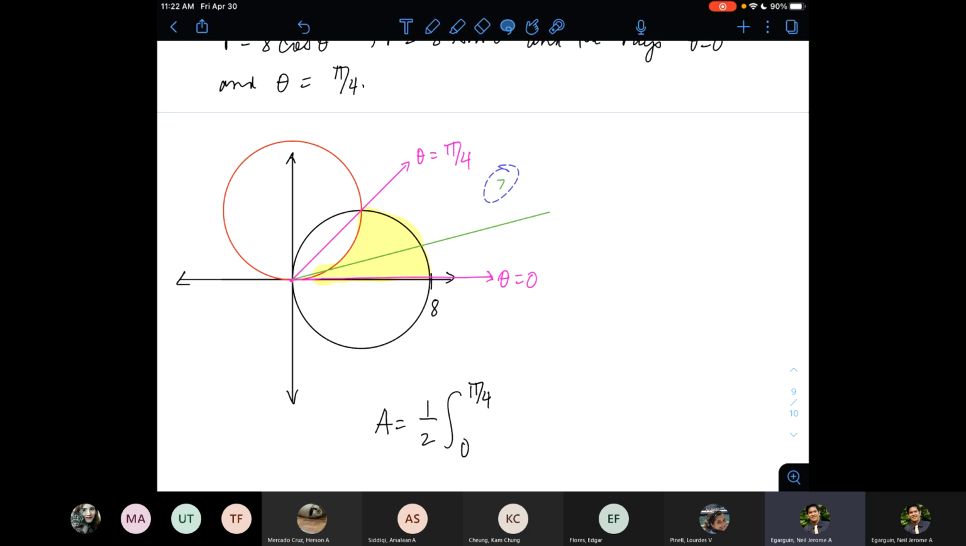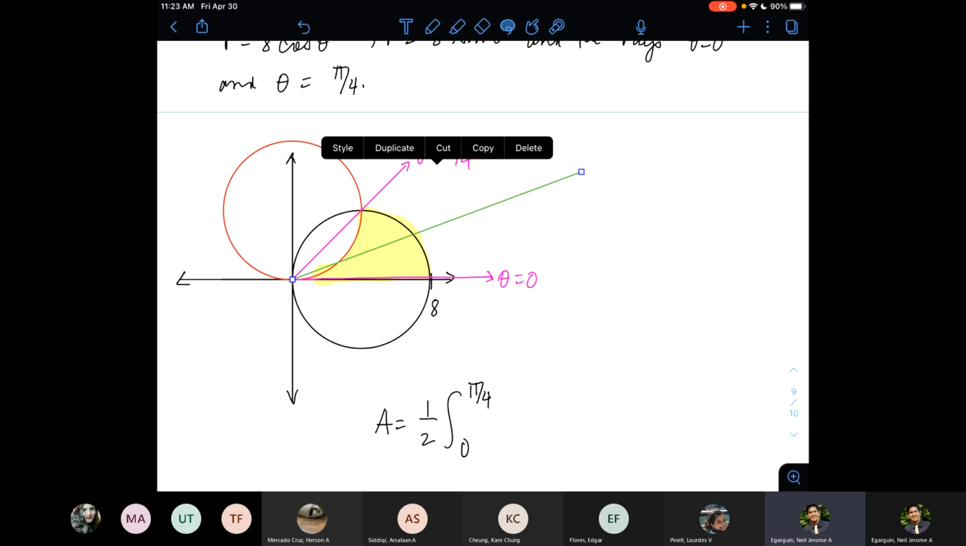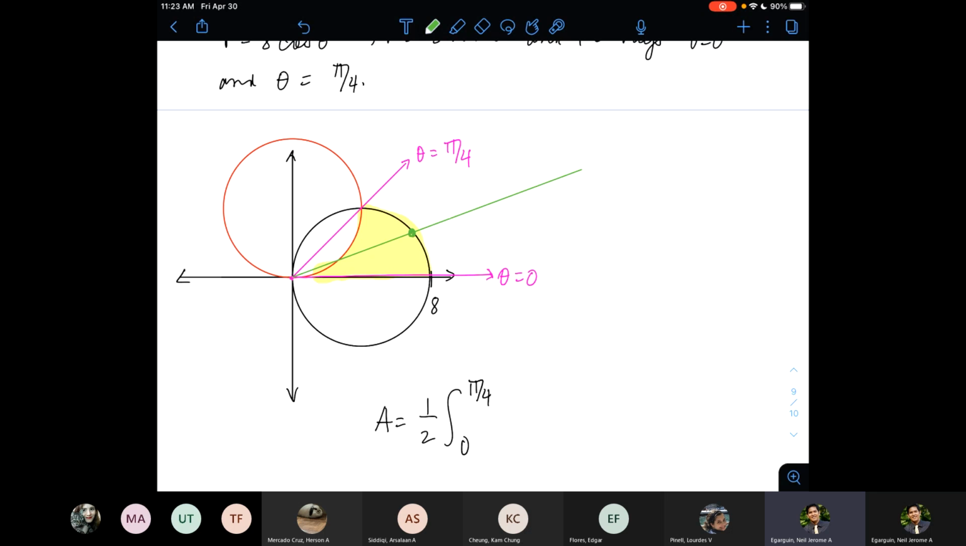Hold on, let me delete this one. All right. And then see what happens when this green ray is being radiated over the angular span. So what happens when that ray goes from theta equals 0 until pi over 4? And see what is the inner and the outer radius, right? So, if my ray is here, my outer radius is the black circle, and the inner radius is the red circle. If I go here a little bit, still, the outer radius is the black circle, the inner radius is the red circle.